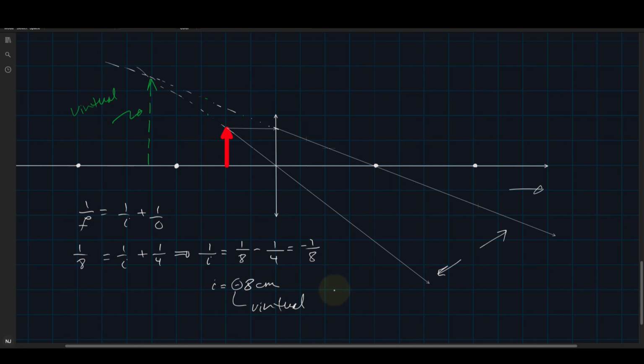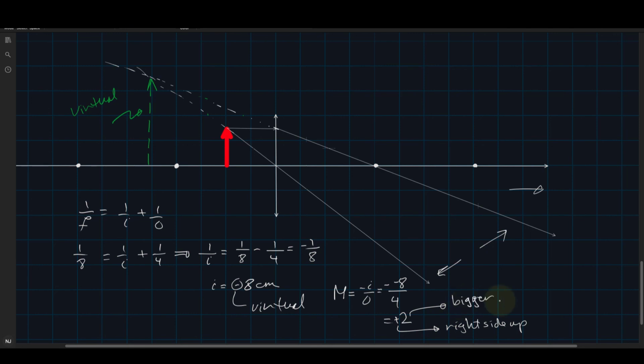Okay, now let's do the magnification. Magnification is equal to minus i over o, so minus i is minus 8, and o is 4. Minus times minus is plus, so this will be 2. So this is plus 2. The plus means that it is right side up, and the 2 means it's bigger.